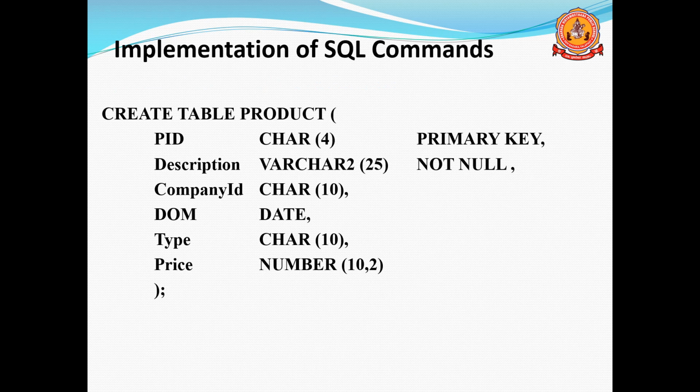Whenever any column is given as a primary key, it should not have null values. It should be not null, and a unique value should be provided. It's not possible to take duplicate values. But you can see the description here. In description, you can have duplicate values, but PID should not have any duplicate values. The remaining columns, company ID, date of month, type and price, can have null values, and duplicate values are also possible.